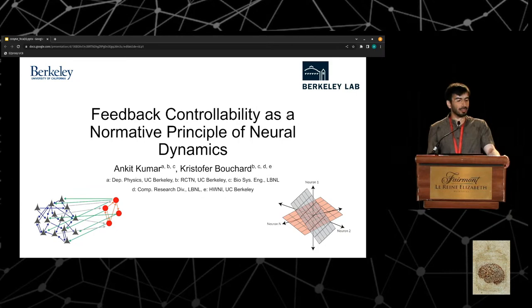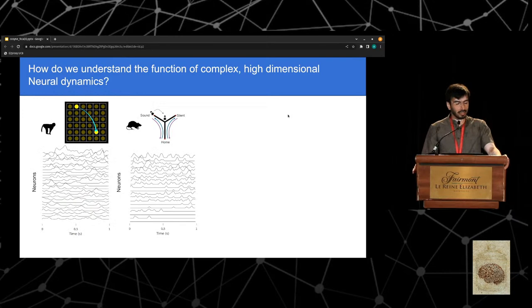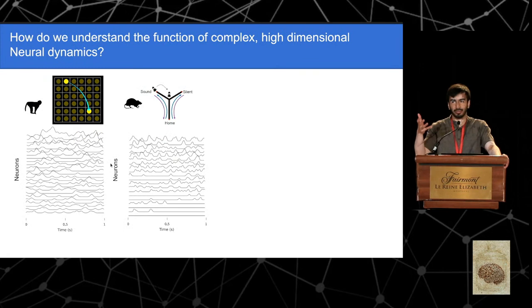So modern neural data sets recorded during naturalistic behaviors are high dimensional and they feature complex dynamics. Here I'm showing two examples: a macaque doing a self-paced reaching task and a rodent navigating a maze, and the associated neural activity recorded during the task execution. A widespread observation about these dynamics is that despite their high dimensionality, often the task relevant or behaviorally relevant components of the dynamics are confined to a lower dimensional subspace.